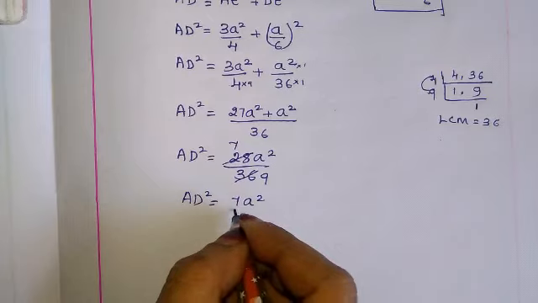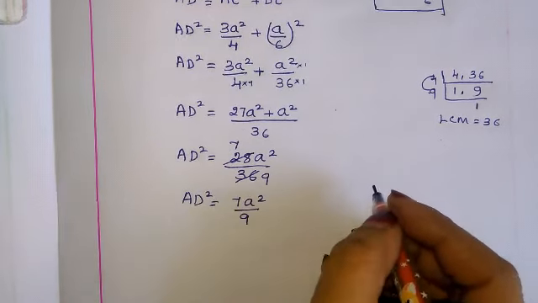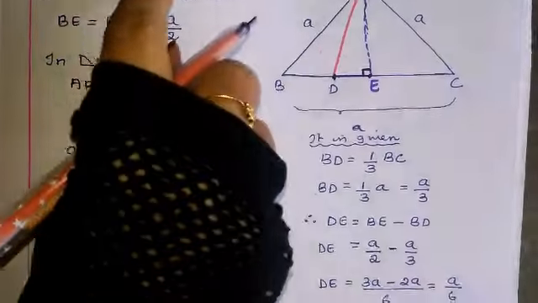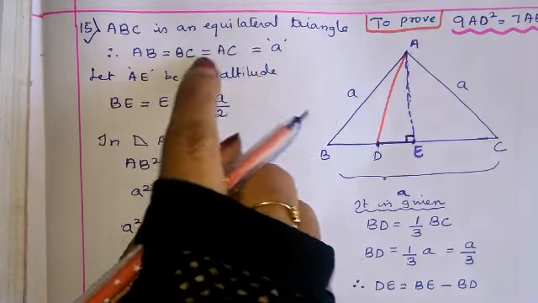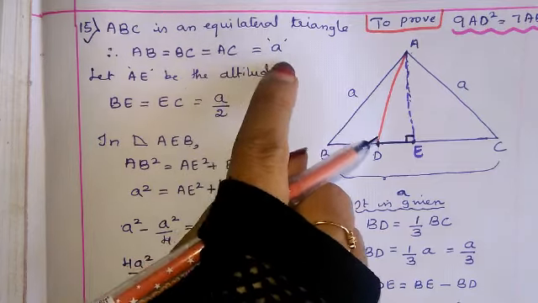AD square is equal to 7a square by 9. Now we know that a is nothing but what we have taken as AB, BC and AC.